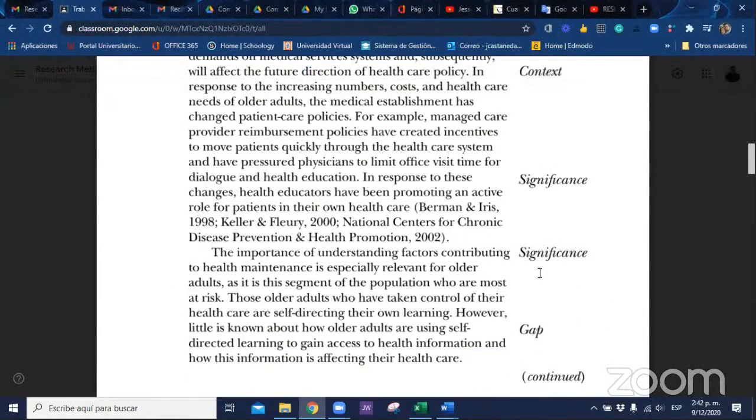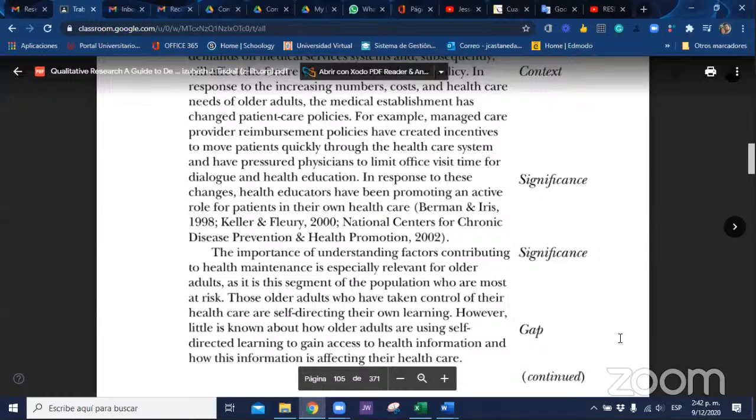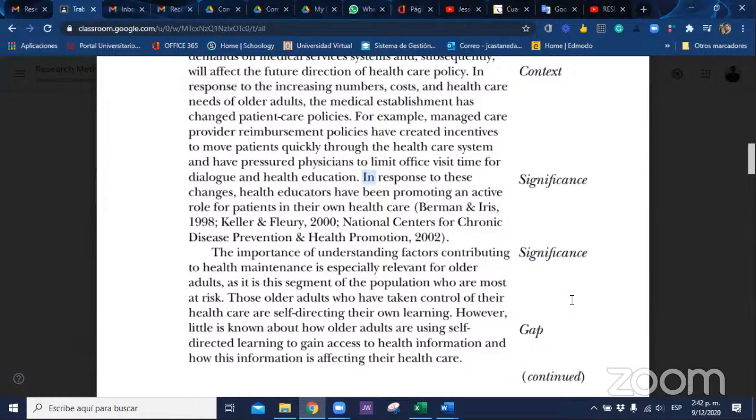Now, Brian, continue with the significance. In response to these changes, health educators have been promoting an active role for patients in their own healthcare. The importance of understanding factors contributing to health maintenance is especially relevant for older adults, as it is the segment of the population who are most at risk. Those older adults who have taken control of their healthcare are self-directing their own learning. Okay, so far.